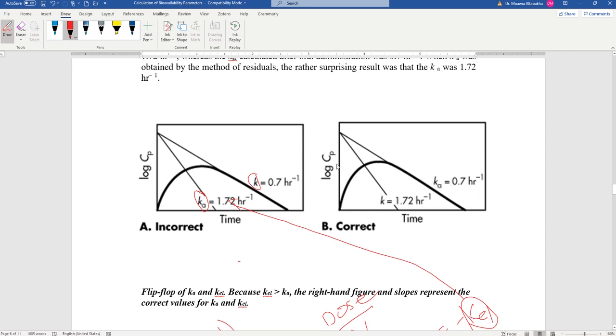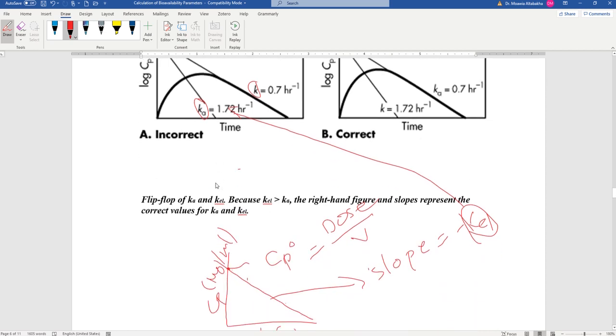Remember that this does not happen with many drugs. In successful products that are on the market, most of the time KA is much higher than KL, so we don't have a problem. We don't have flip-flop. There are a few drugs, especially experimental drugs, where KL is much higher than KA. In this case, we expect flip-flop.